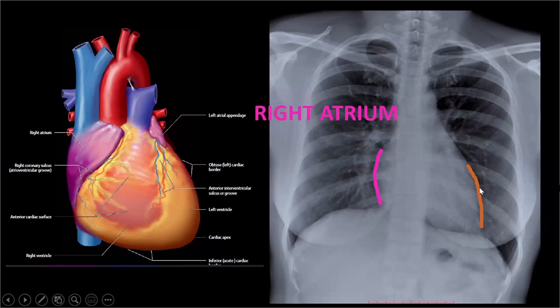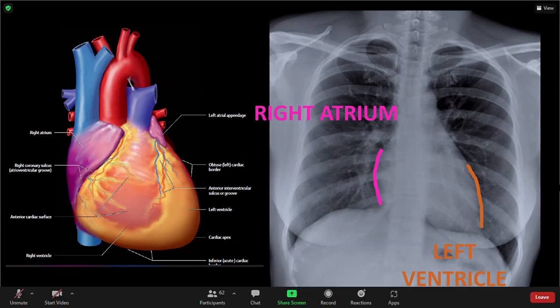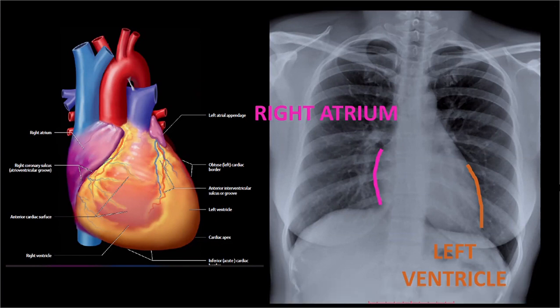Call the left cardiac border, we are actually assessing the left ventricle. That means when you do a PA or an AP view, basically we have two chambers which are cardiac, which are forming your cardiac silhouette.